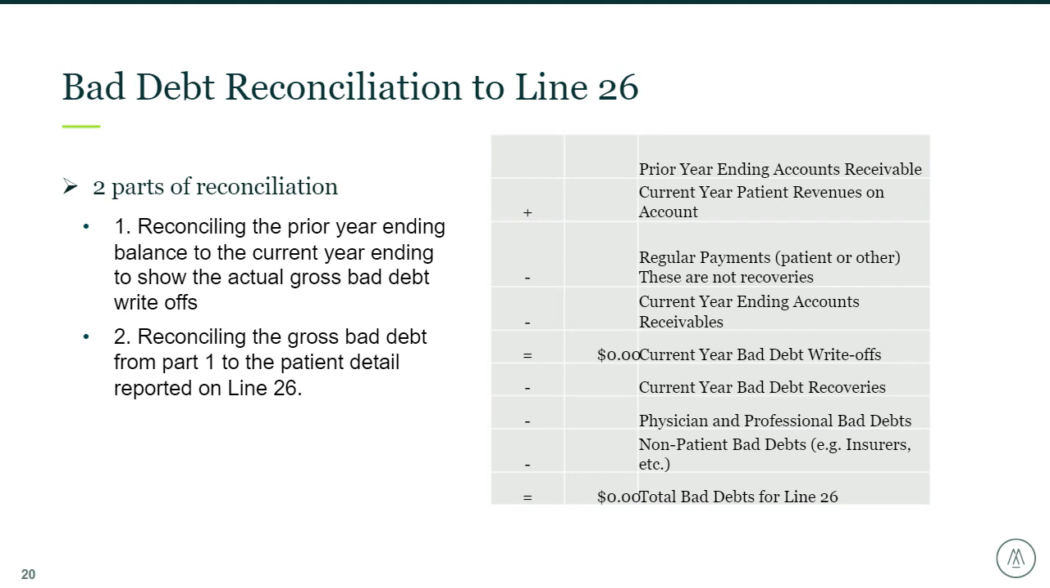This would consist of taking an ending balance, adding patient revenue, and netting down payments and adjustments, or any other items to separately identify the gross total written off the active AR to the bad debt expense. From there, Part 2 would consist of taking the gross write-off total, then removing any professional fees, recoveries, adjustments to get to patient detail totals reported on line 26.